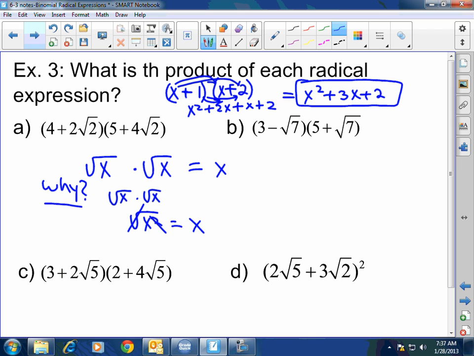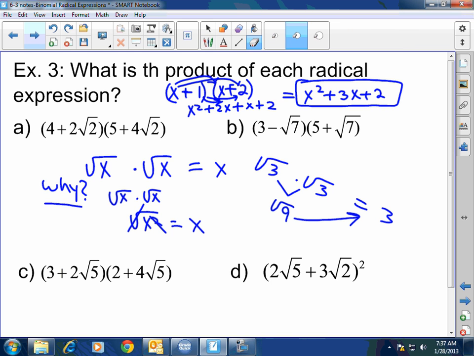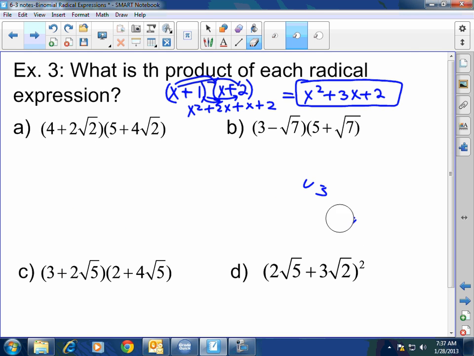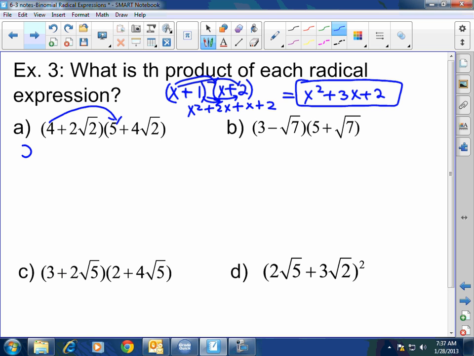So anytime you're distributing and you're multiplying, for example, a square root of 3 times a square root of 3, make your life easy and just make it 3. If you want to make it difficult, you can make this square root of 9 and then go to 3. But it's really nice to know that whenever you multiply the square root of x times the square root of x, it's going to be x. Okay? So, with that in mind, 4 times 5 is 20.